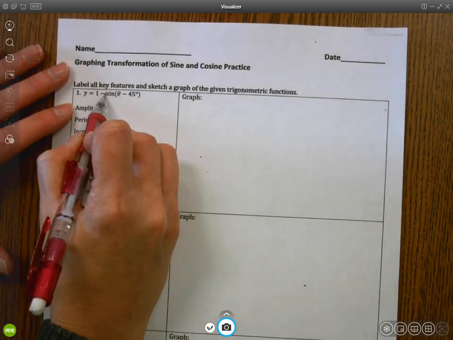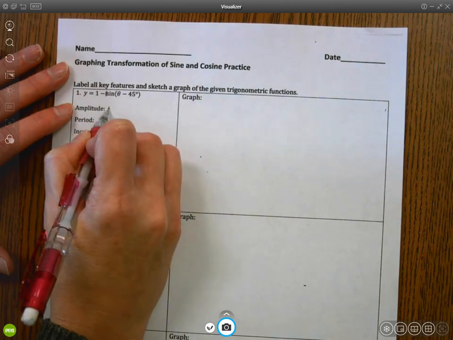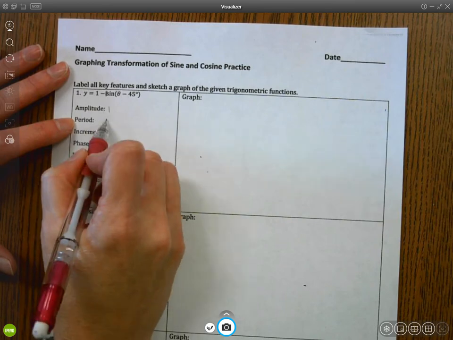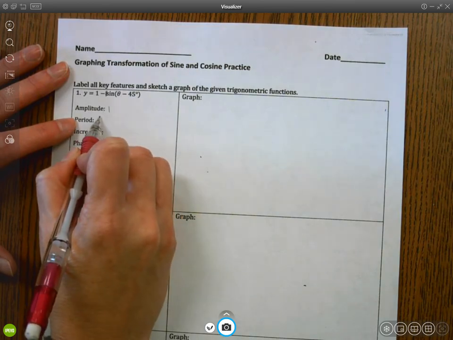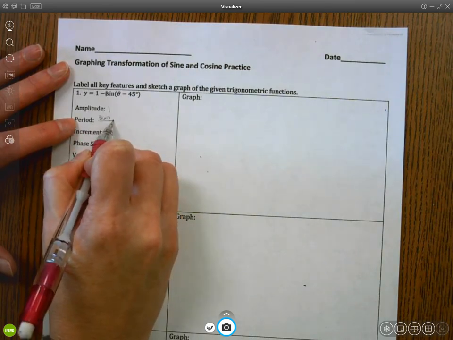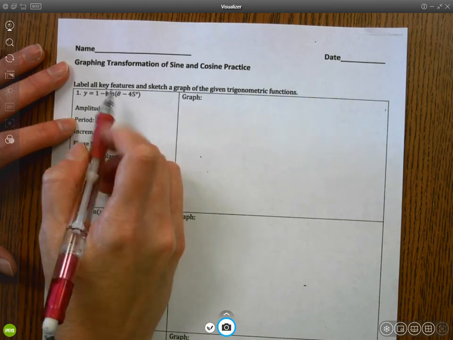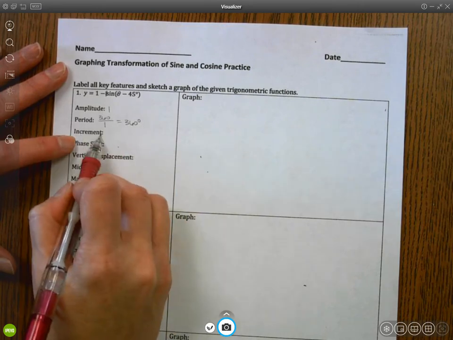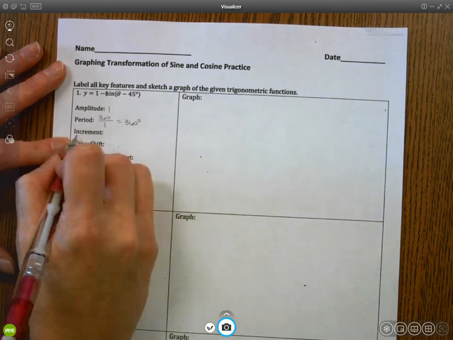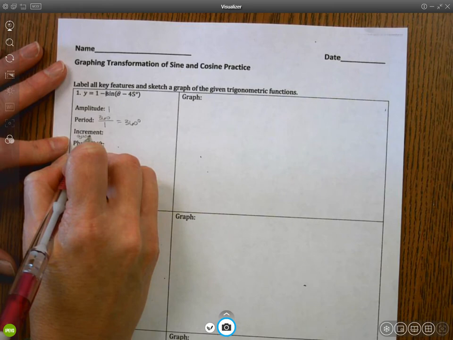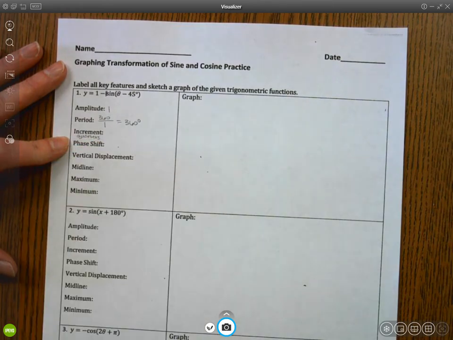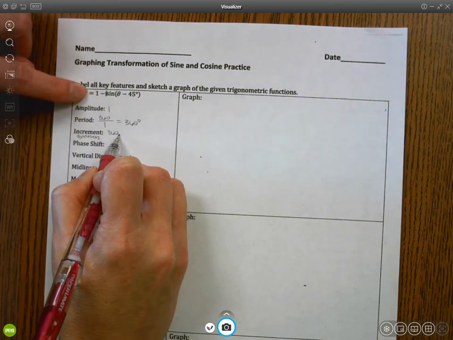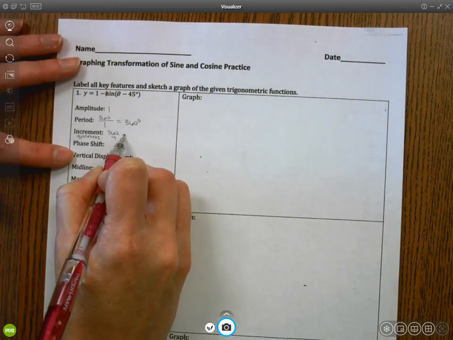All right, so we learned yesterday how to find amplitude. So it's the number that's right in front of sine. So in this one, it's an understood 1. The period is the normal period divided by this number, which again is an understood 1, so you just have a period of 360. Increments is new. Increments, think quarters, because you're dividing it into 4 equal parts. So we're going to take the period of our function and divide it into 4 equal parts.